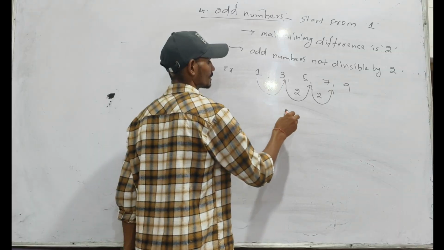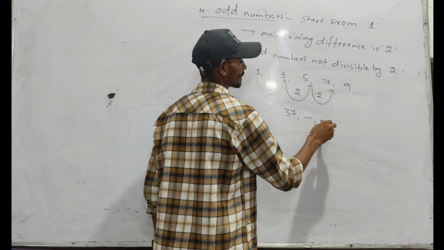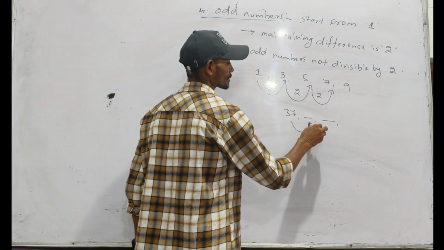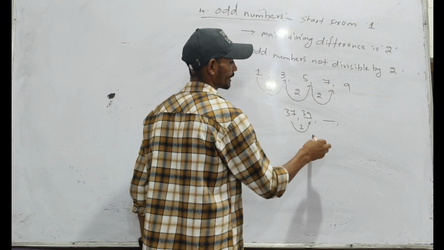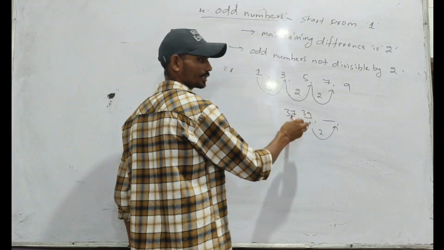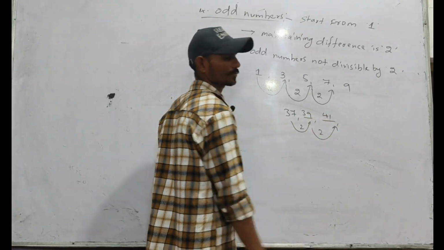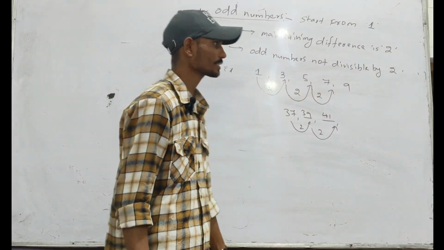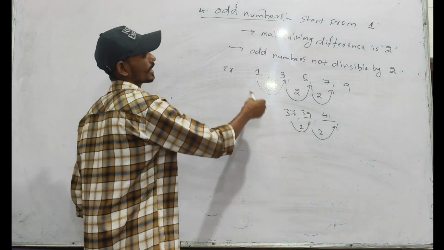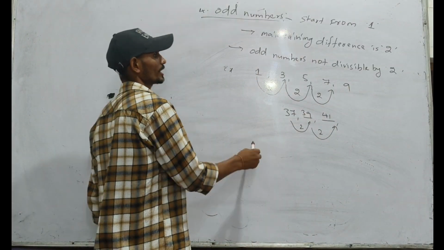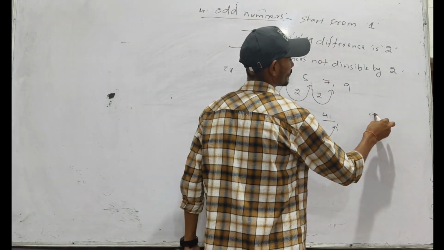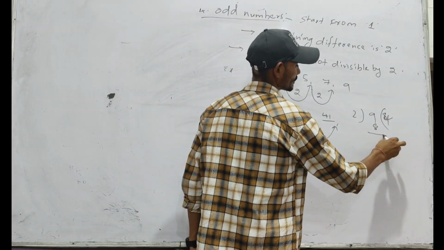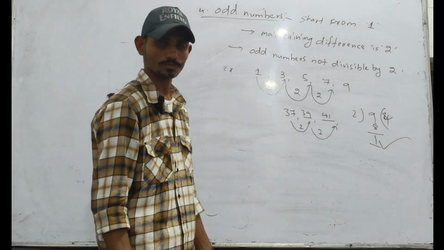Example, one more thing, 1, 3, 7, fill the blanks. Fill the blanks means you find the maintaining difference, how much? 2. Then you add that to 39, then you get 41. Okay. And odd number is not divisible by 2, which means if you take any odd number and divide it by 2, then the remainder is always 1.